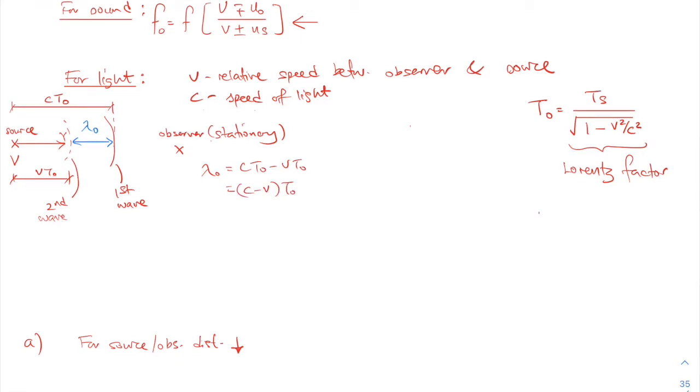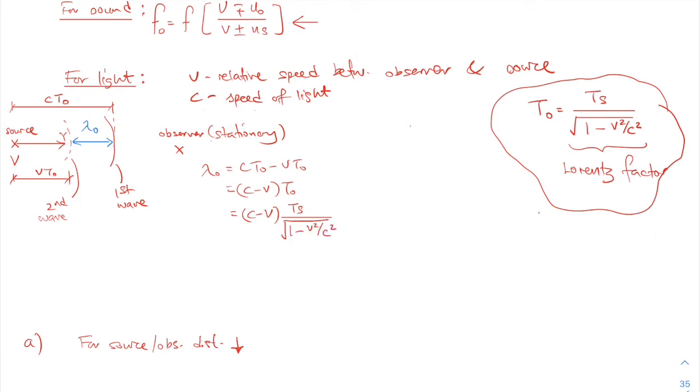Now t naught refers to the period according to the observer. I'm going to change this to the period according to the source, and therefore I'm going to subject it to a Lorentz factor according to this expression. So what would I get? I'm going to get Ts divided by the square root of 1 minus v squared over c squared. I'm going to rearrange this in this form.